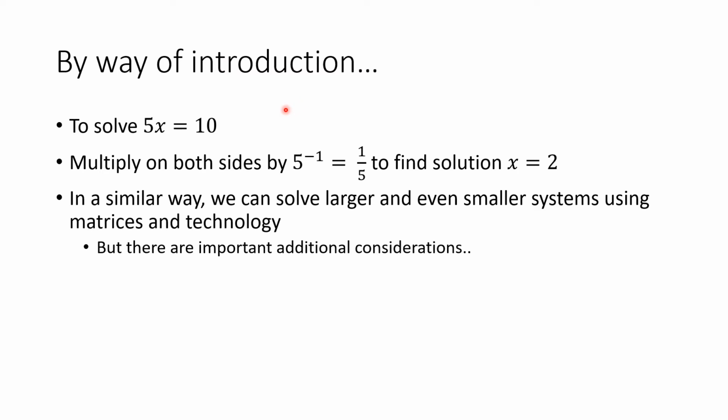By way of introduction, let's think about a situation that we've done before. To solve 5x equals 10, what you could say is I will divide both sides by 5, do the same thing to both sides, and I will find out that x is 2. Now that's the same thing as multiplying on both sides by the multiplicative inverse of 5, that is 5 to the minus 1, which is 1 over 5. So if I take 1 over 5 times 5, I get 1x, and if I take 1 over 5 times 10, I will get 2. So x is equal to 2.